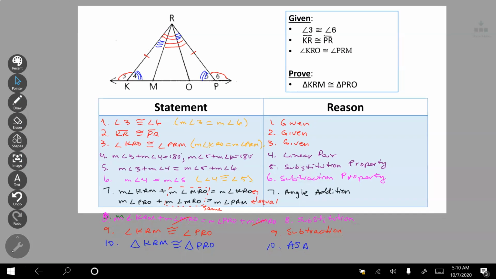I have angle, tick mark, angle is congruent to angle, tick mark, angle. So triangle KRM is congruent to triangle PRO by angle, side, angle. I know that's a little bit more difficult to see, and I wrote a lot of steps without talking about them. I will talk about them in class.